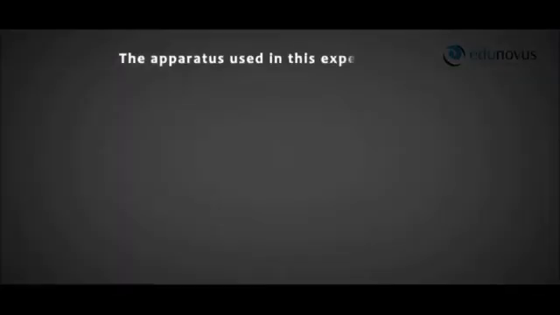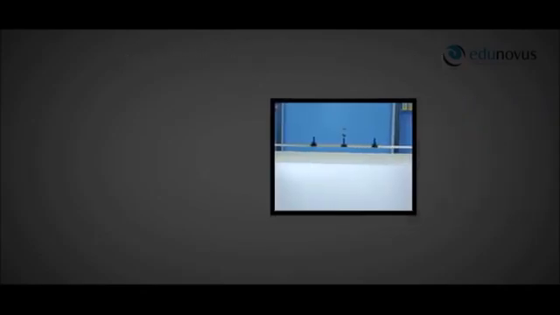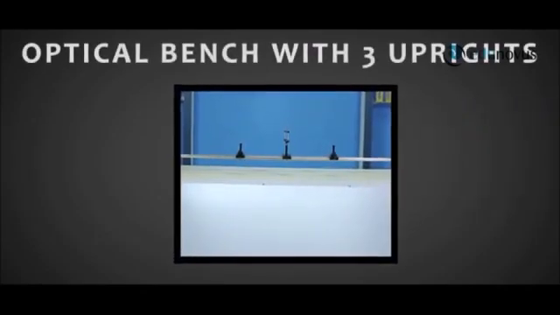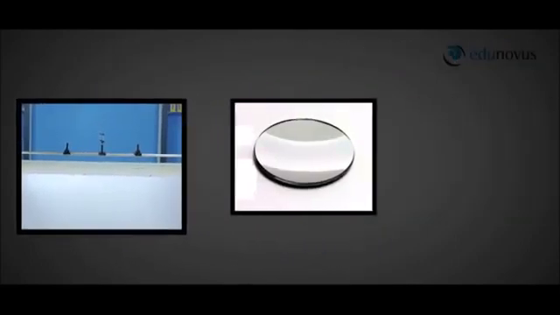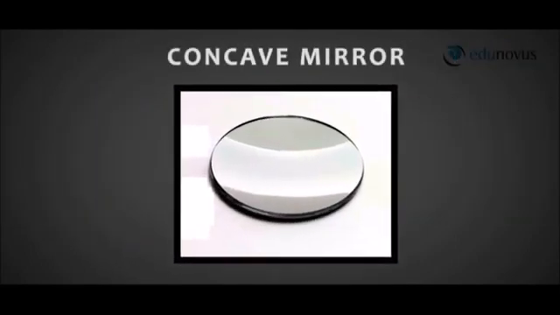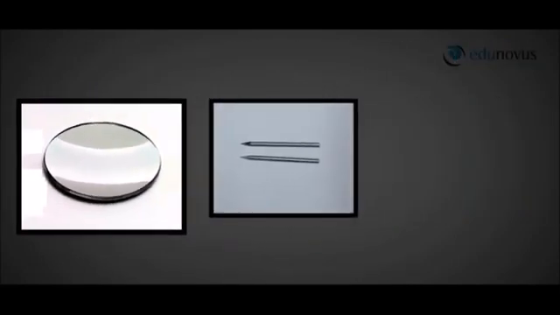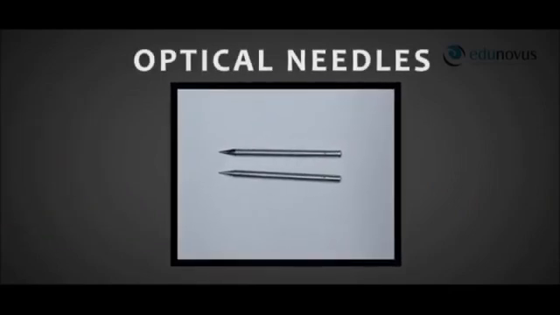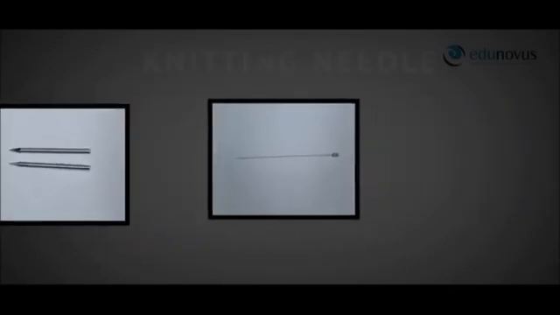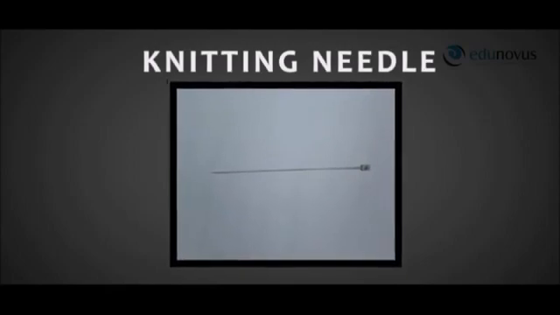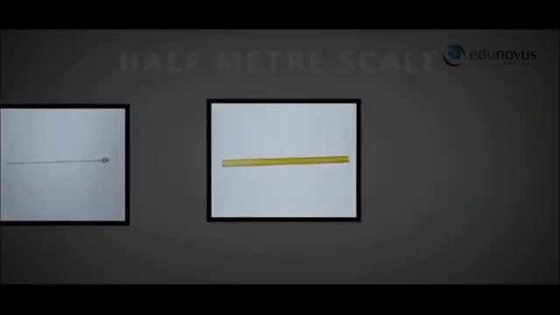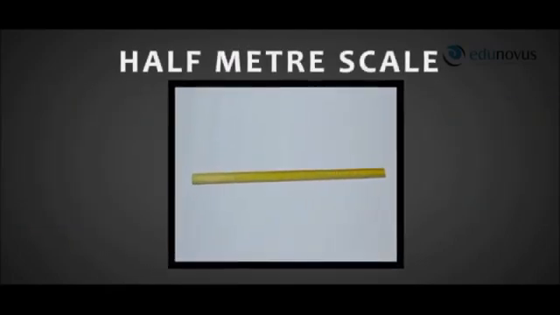The apparatus required for this experiment are: optical bench with 3 uprights, concave mirror, 2 optical needles, knitting needle, and a half meter scale.